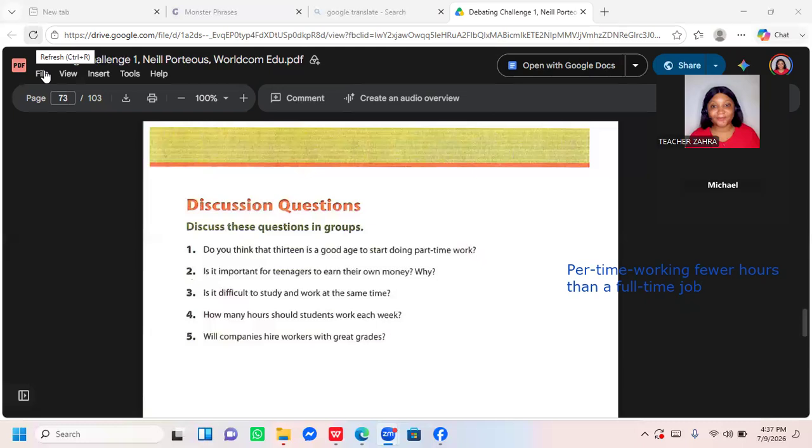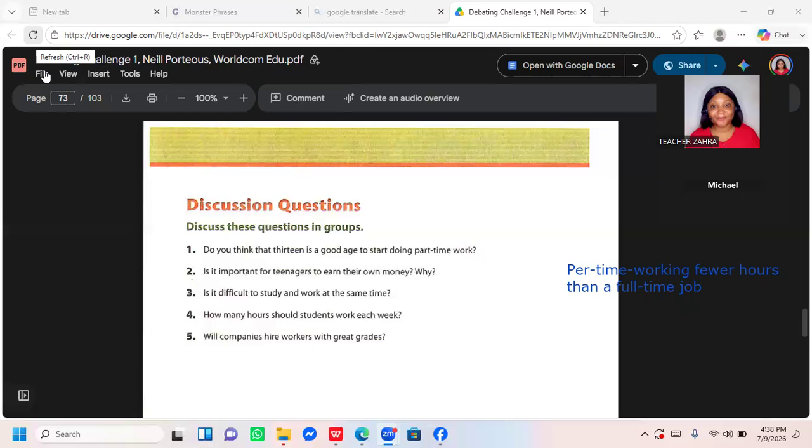Do you think that 13 is a good age to start doing part-time work? No. Okay. So why do you think 13 is not a good age to start doing part-time work? Because it's too young. They must focus on schoolwork and study. So they are still young at that age. So they should focus more on schoolwork and studying, right? Yes. Okay.